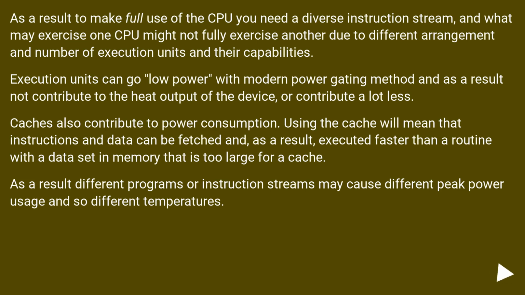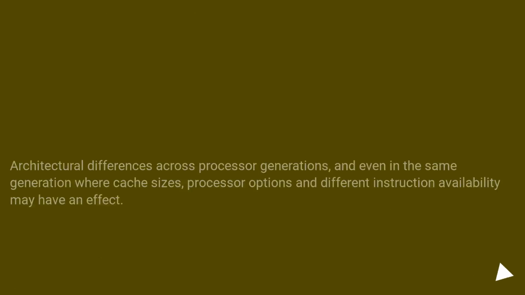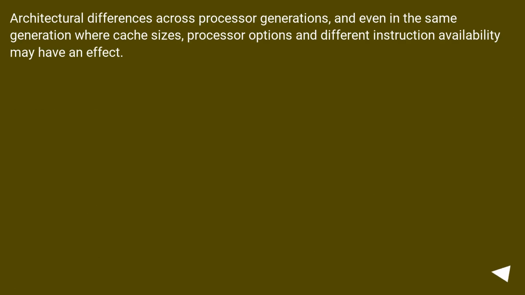Caches also contribute to power consumption. Using the cache will mean that instructions and data can be fetched and, as a result, executed faster than a routine with a data set in memory that is too large for a cache. As a result, different programs or instruction streams may cause different peak power usage and so different temperatures. Architectural differences across processor generations, and even in the same generation where cache sizes, processor options and different instruction availability, may have an effect.